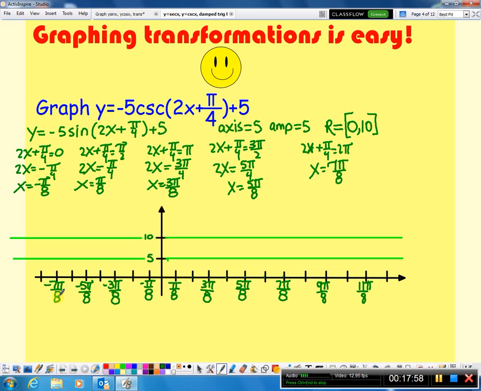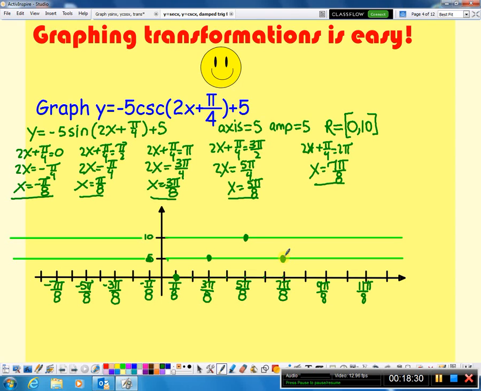So I know that I'm going to start my sine wave, which is negative, at negative pi over 8. And I know that sine starts on the axis of its graph. At pi over 8, since it's a negative sine wave, I need to go down. At 3 pi over 8, I need to come back to my axis. At 5 pi over 8, I need to go up to my max. And at 7 pi over 8, I need to come back down to my axis.